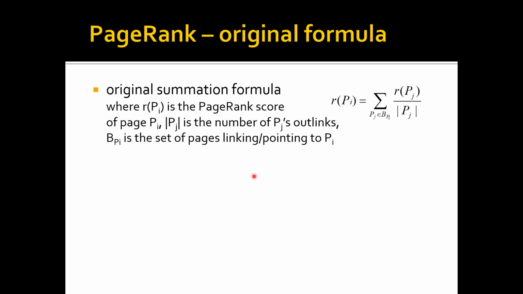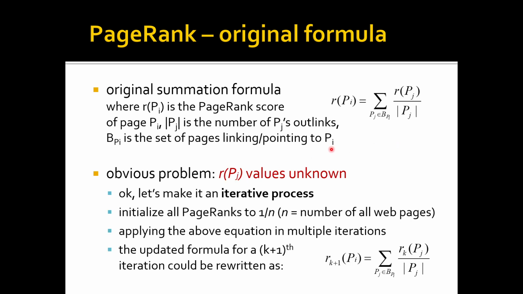Okay, so we have the original formula, but the problem, of course, is we cannot just use this formula directly, because we are computing PageRank, but we are using another PageRank for computing that, and that's the circular definition. We don't know these numbers, but in computer science everything is easier if we can make it an iterative process. So we can just turn this formula into an iterative version.